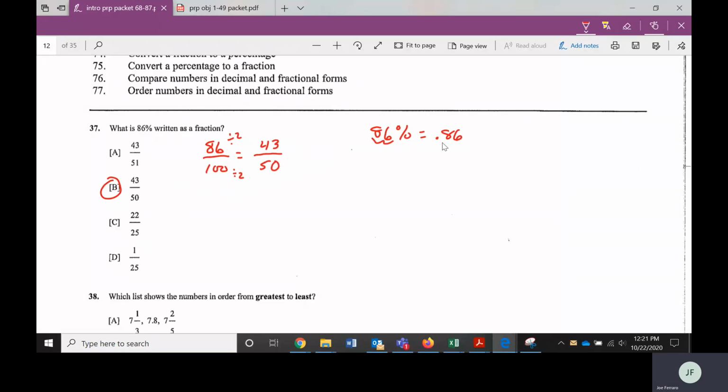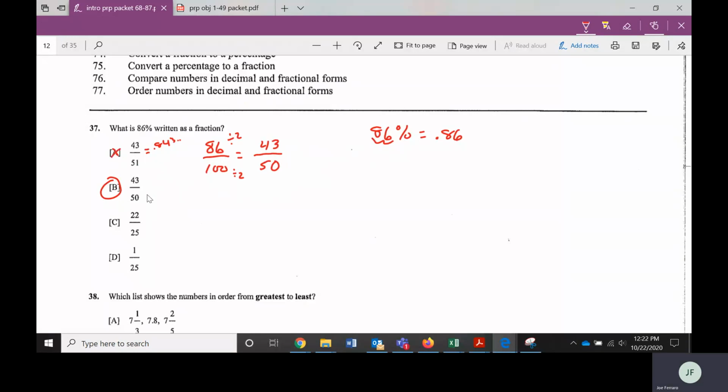Now, since it's a multiple choice problem, you could go through these choices and see which one equals 0.86. And again, how you do that is you divide top by bottom. So if we look at these and we don't know for sure what our answer is, we could test the first one. 43 divided by 51 equals 0.843 and a bunch of numbers. So that would be out.